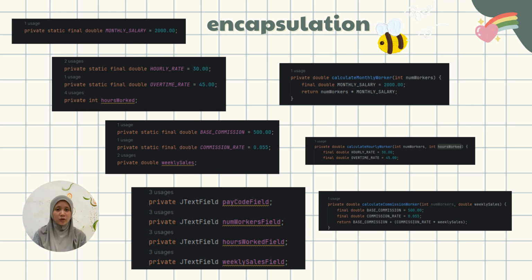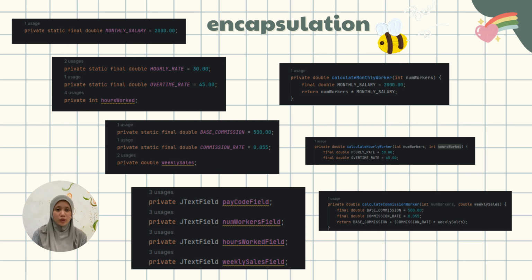The static modifier, on the other hand, indicates that the variable belongs to the class itself rather than an instance of the class. This means that there is only one instance of the monthlySalary variable shared among all instances of the MonthlyWorker class. It can be accessed using the class name, MonthlyWorker.monthlySalary, or within the class itself without the need for an object instance. Next, the final modifier signifies that the variable's value cannot be changed once it is assigned. It makes the variable constant, meaning that its value remains constant throughout the execution of the program. In this case, monthlySalary is assigned the value 2000 and cannot be modified later.